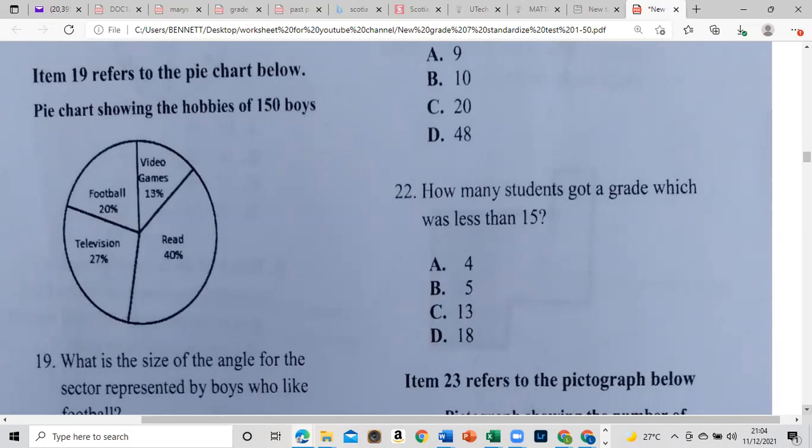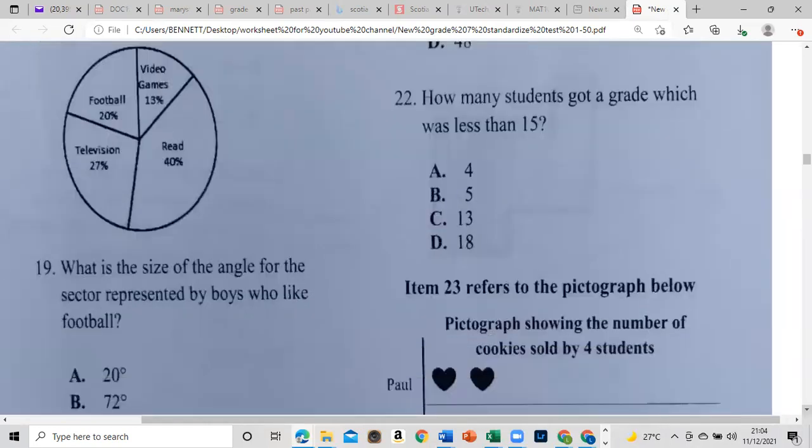All right. So let's go now. And it says, what is the size of the angle for the sector represented by the boys who like football? Here's my cursor. Okay. All right. So let's break this down for you guys because there's a lot happening that you probably don't realize. So first, it's a total of 150 boys. So let us put that information. Remember, we use what they give us to get what we want. So we get 150 boys.